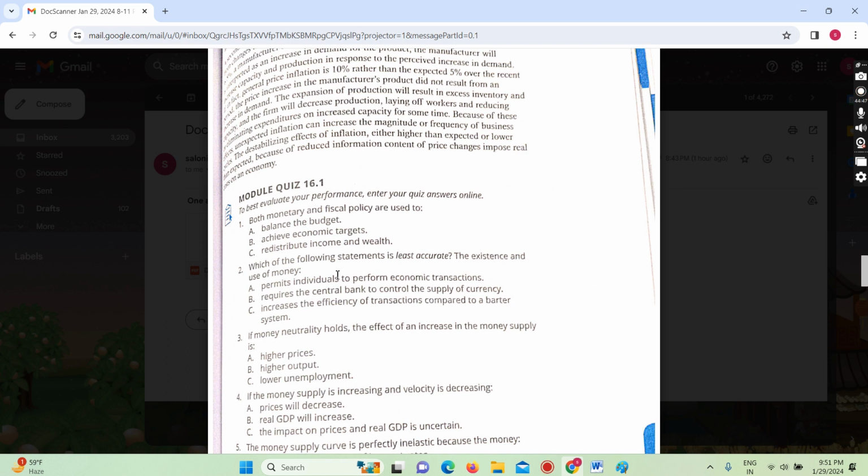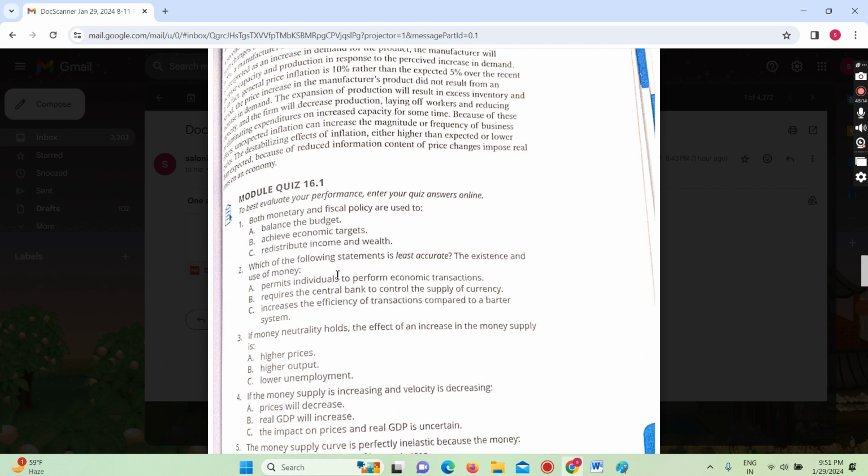Which of the following statements is least accurate? सबसे कम सही कौन सा था? It requires the central bank to control the supply of currency. The answer is B. Because money functions as a unit of account, as a medium of exchange, and as a store of value, and existed long before the idea of a central bank was conceived. So the least accurate is that it requires the central bank to control the supply of money.